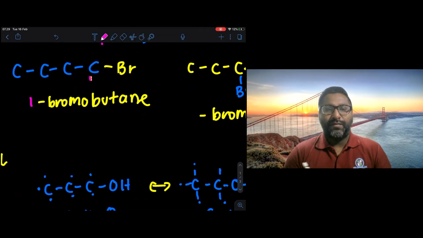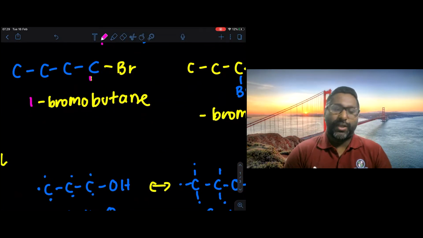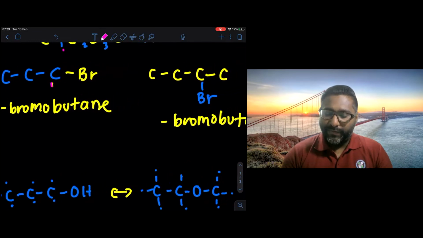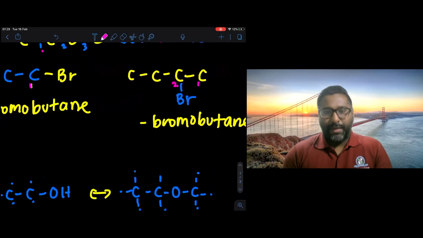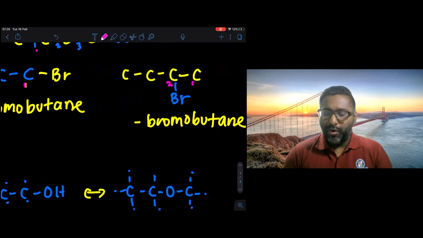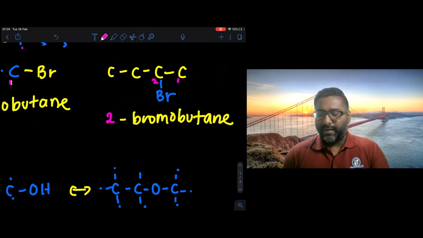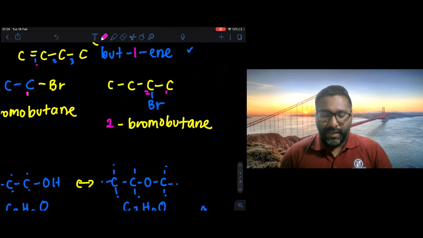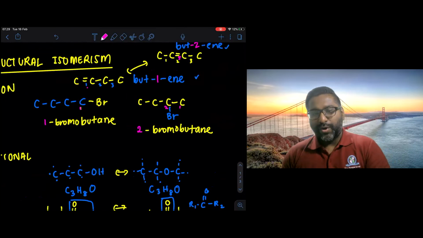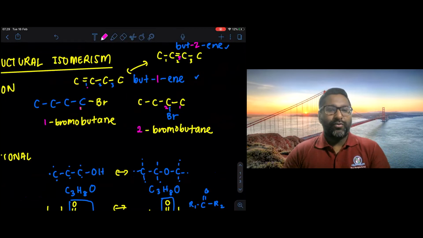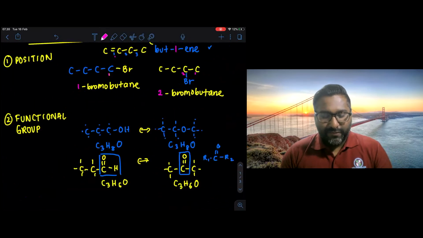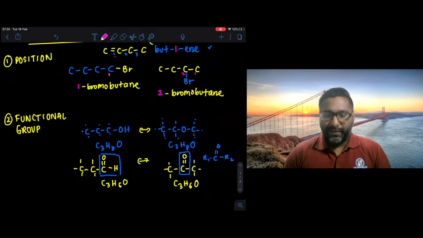But this position of the bromine, we can change. If I put it at position number two, I am going to have 2-bromobutane. So you can see 1-bromobutane and 2-bromobutane, they are isomers to one another, and this is what we call position isomer. And for the next one, it's going to be functional group isomer.